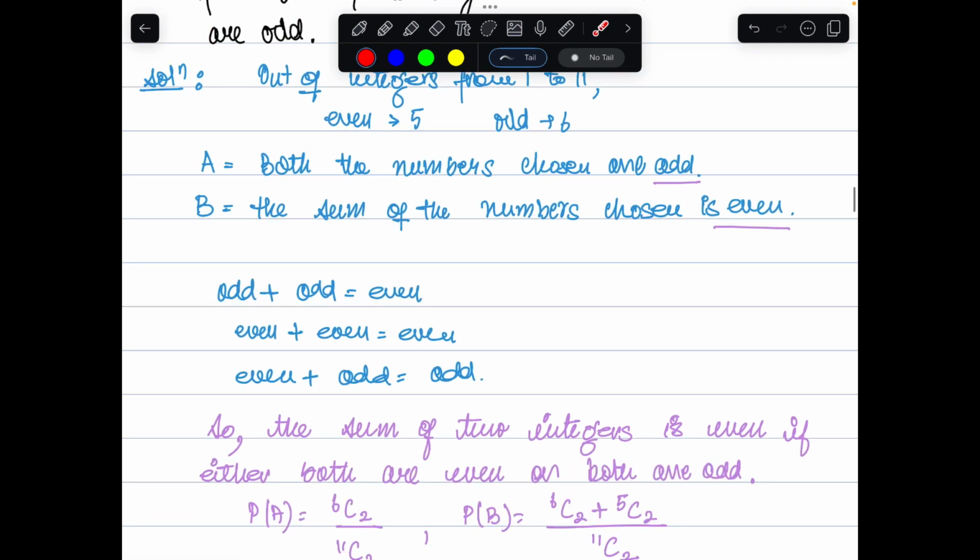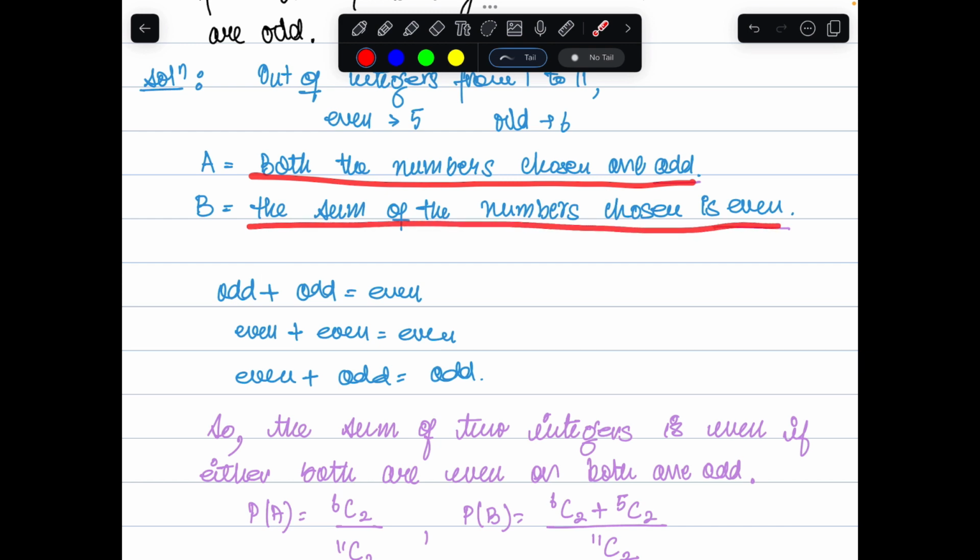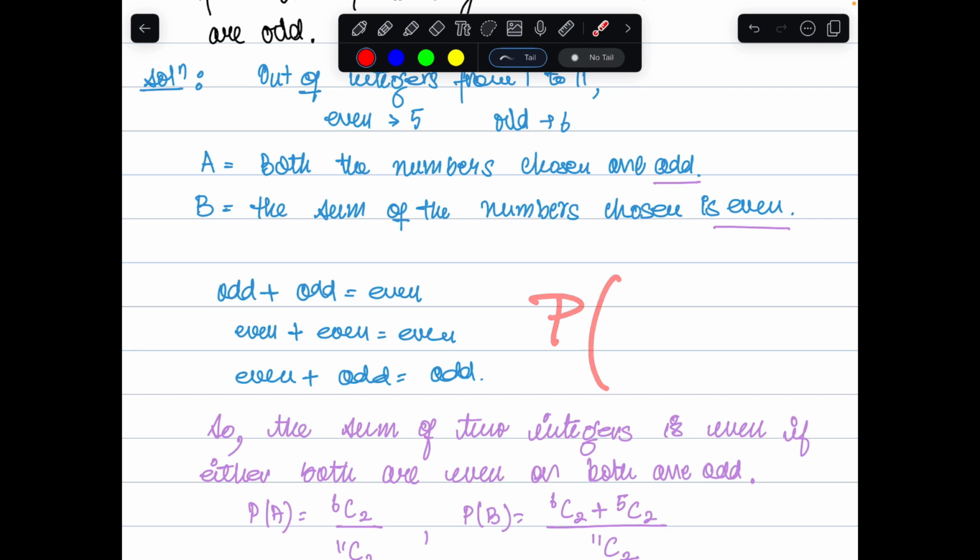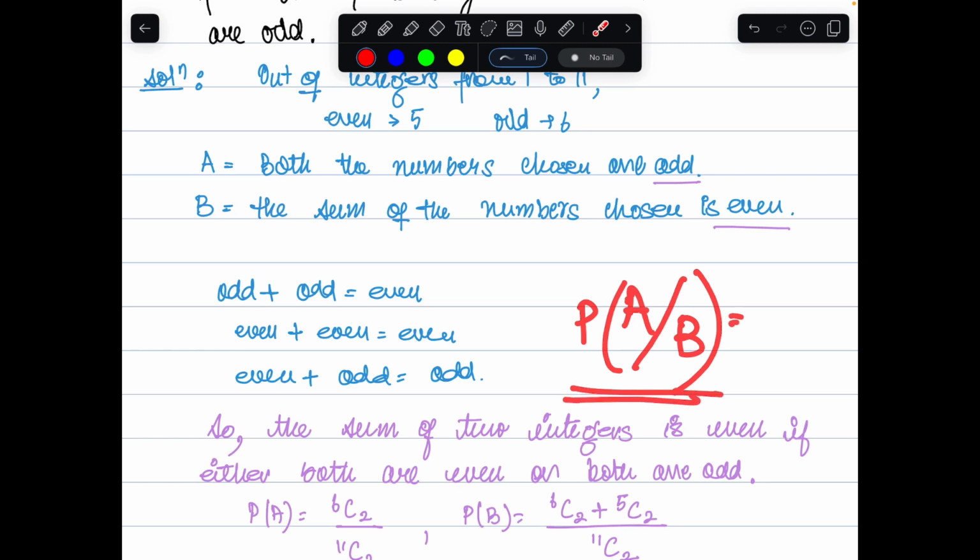Okay. So let A be, both the numbers chosen are odd. B be, the sum of the numbers chosen is even. So what am I supposed to find here? I am supposed to find both are odd given that the sum is even. This is what you need. Now you can write the formula and then proceed further for finding.